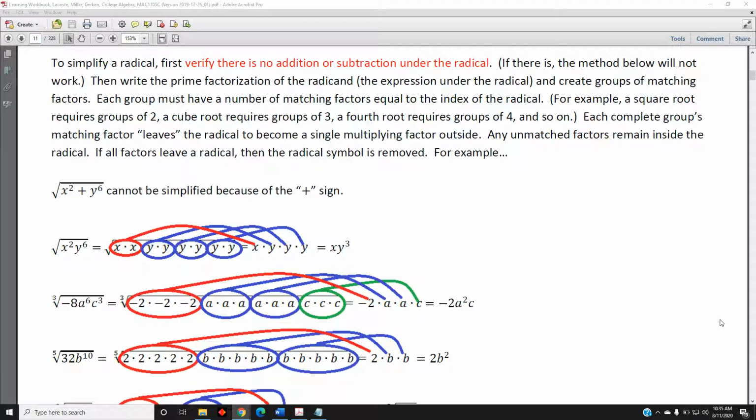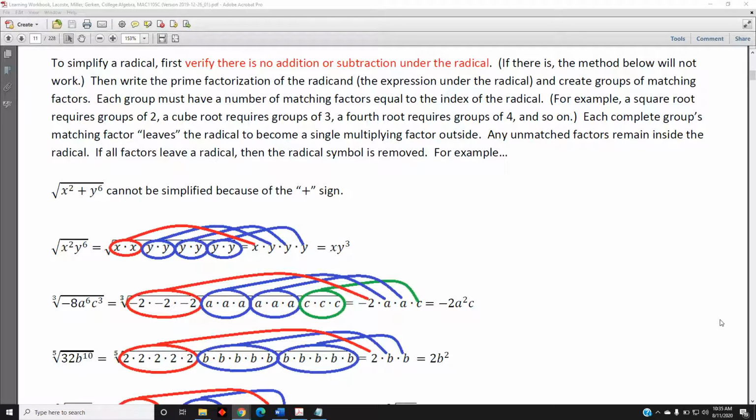Each complete group's matching factor leaves the radical to become a single multiplying factor outside. Any unmatched factors remain inside the radical. If all factors leave a radical, then the radical symbol is removed.